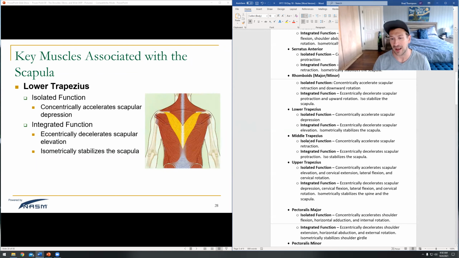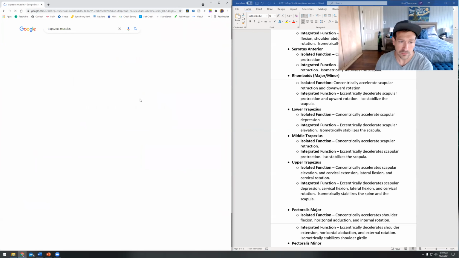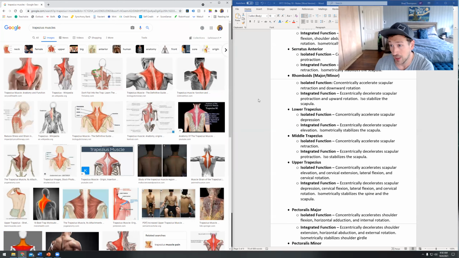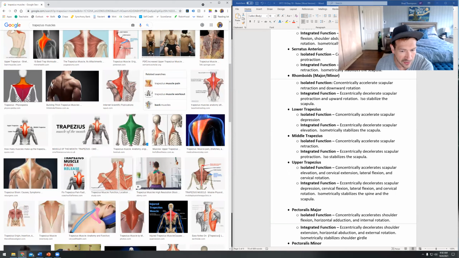So now we're going to get into your traps. You've got 3 fibers in the trapezius muscles, and I'll pull those up here. 3 different ones. You've got the upper, which is your upper trapezius. You've got the middle, which is your middle trapezius. And you've got your lower, which is your lower trapezius. And they all pull in slightly different angles.